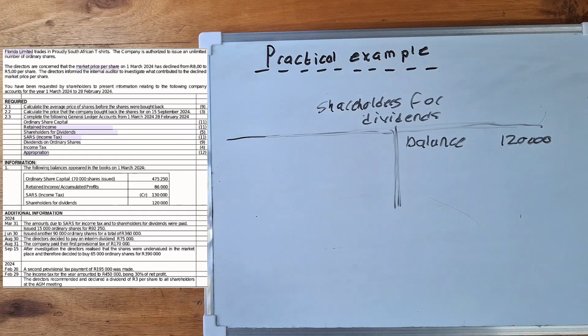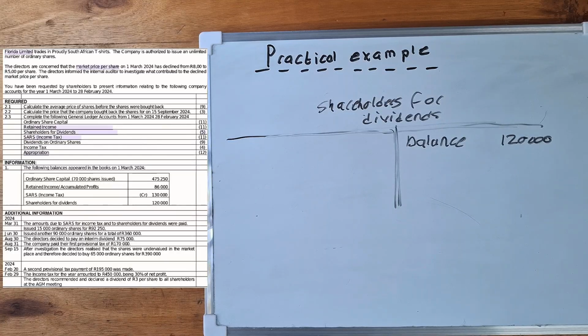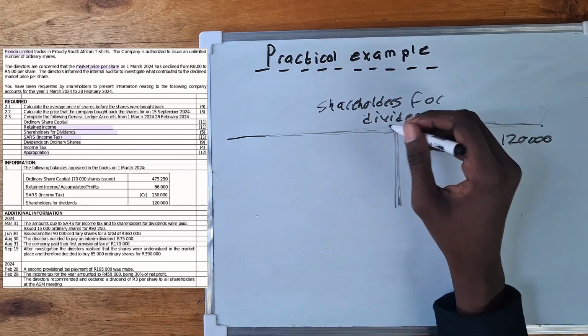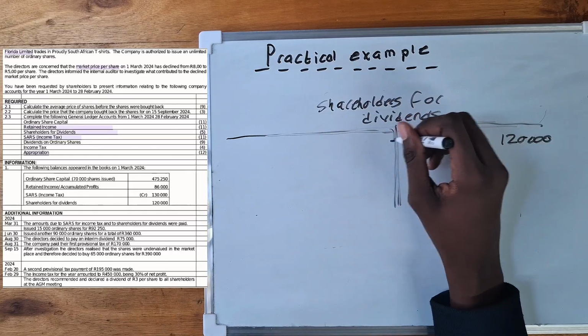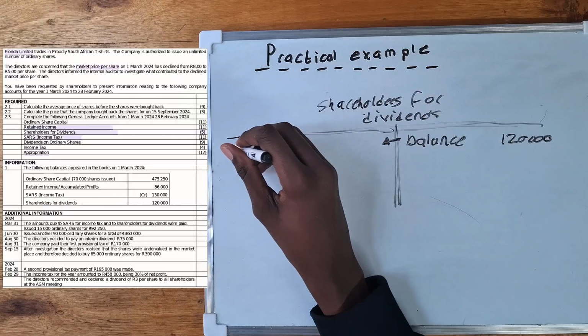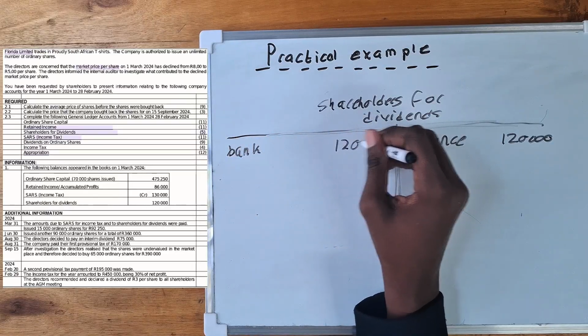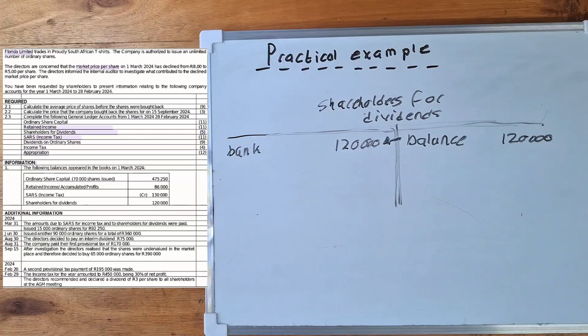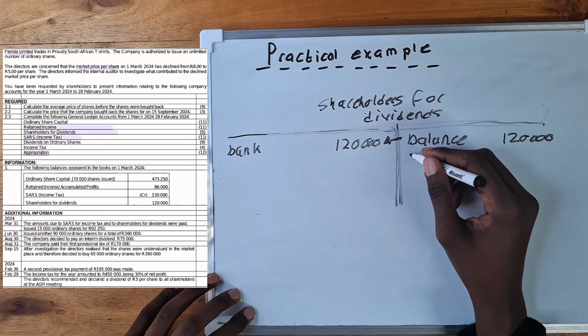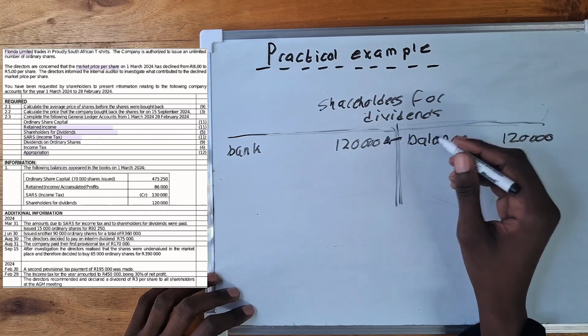And then if you look at the first adjustment, it says that the amount due to SARS for income tax and to shareholders for dividends were paid. Keyword: paid. This means that this is going to also come to this amount. It is bank, right? And it is the 120,000. Just like that, guys. These are easy marks, eh? Easy marks.